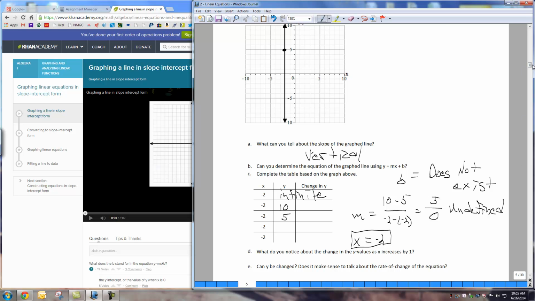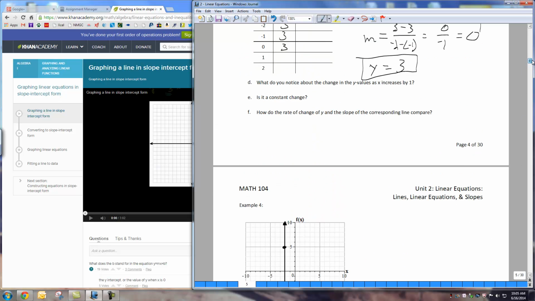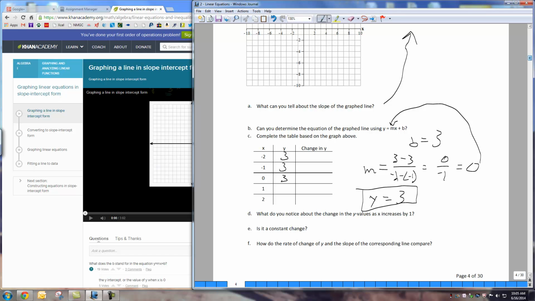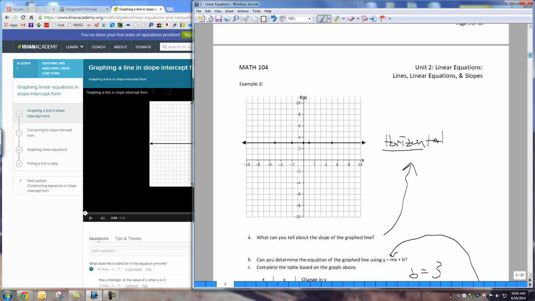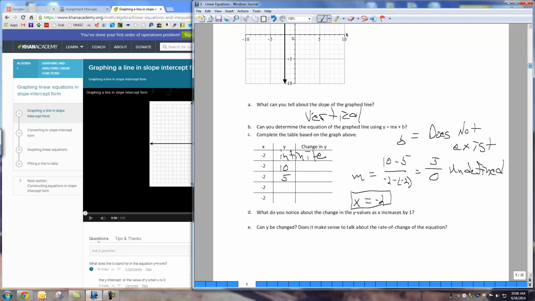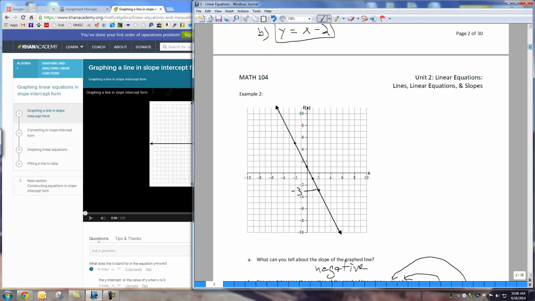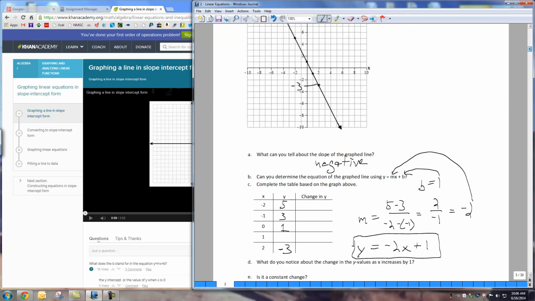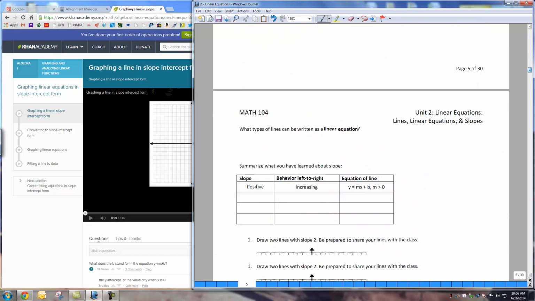So vertical and horizontal lines are kind of very specific examples of lines. If it's horizontal, it's always the form y equals something. If it's vertical, it's always the form x equals something. The other lines where the slope is either positive or negative become much more interesting to look at. All right, like our first two examples. Those are the ones we're going to see more and more throughout the semester.